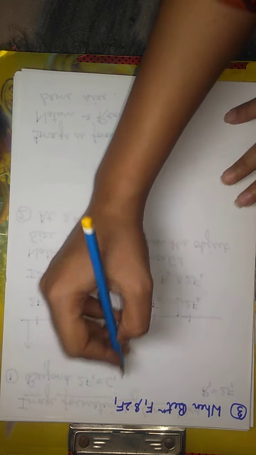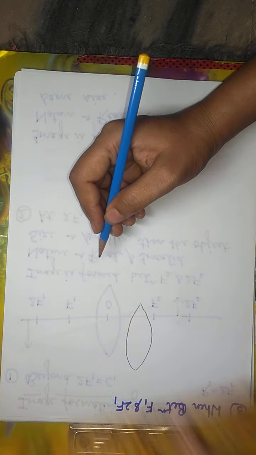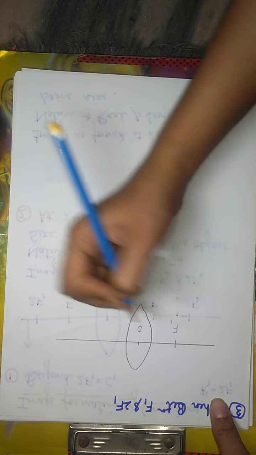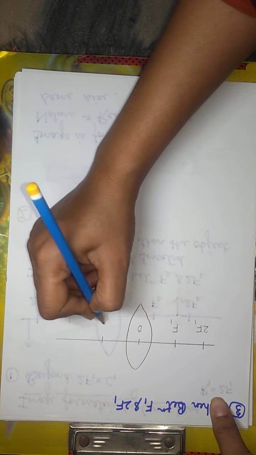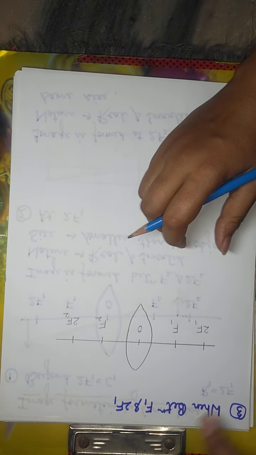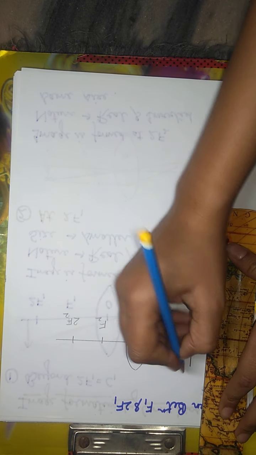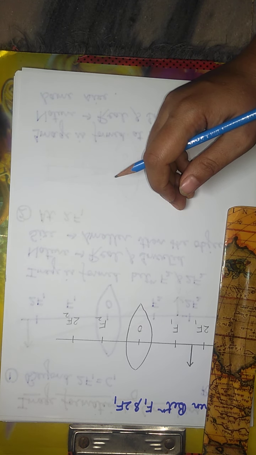Clear? Again we will draw a convex lens, principal axis. This is our optical center. This is the first focus. This is the second focus. Twice f1. This is the second focus. And this is 2f2. Clear? Now we have to place the object between f1 and 2f1. This is our object. Clear? This is our object between f1 and 2f1.